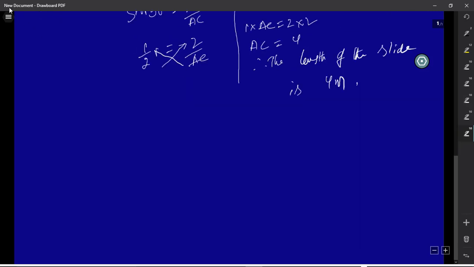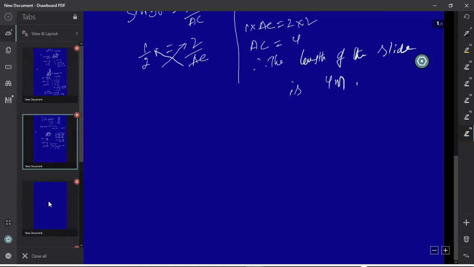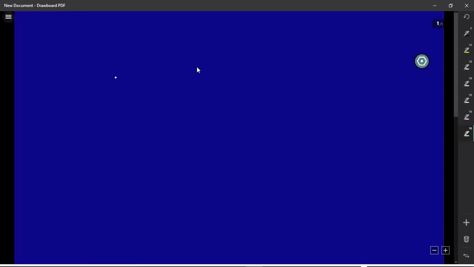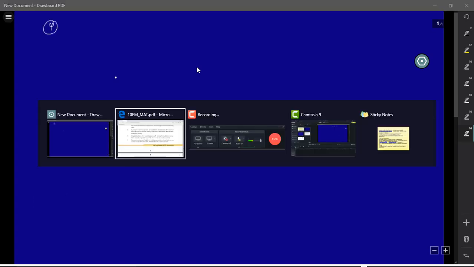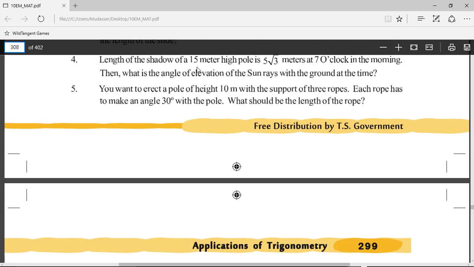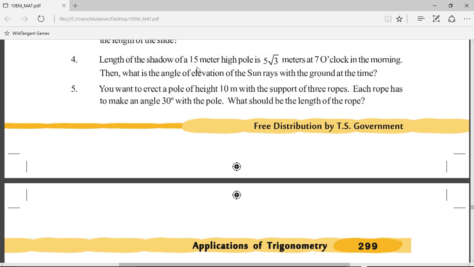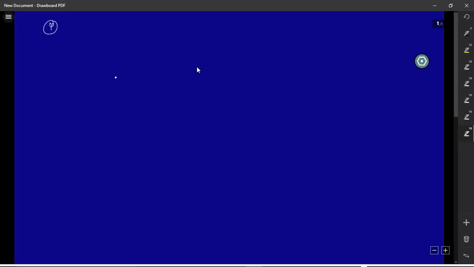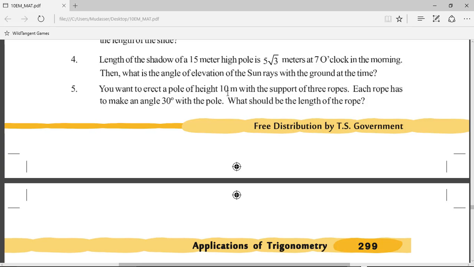Let me go ahead and work on the next problem here. Problem number 4. The length of the shadow of a 15-meter high pole is 5√3 meters at 7 o'clock in the morning. Then what is the angle of elevation of the sun rays with the ground at the time? Okay, I believe this is simple.